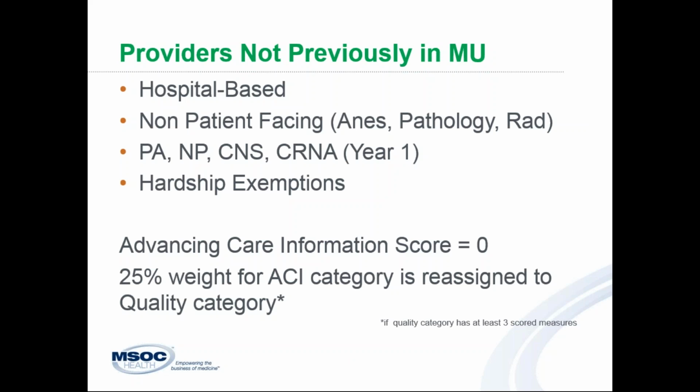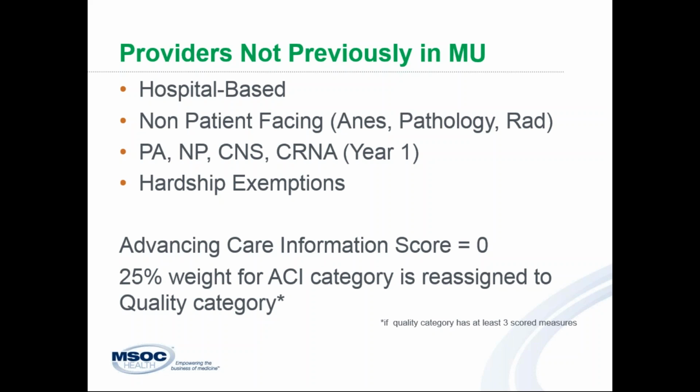So obviously there were a few providers who were not previously in meaningful use. They weren't required to do meaningful use, so good question, what happens to them? The providers that have not had to do meaningful use in the past are those who are hospital-based, had more than 90% of their Medicare patients in hospitals, inpatients, and emergency rooms. If they were non-patient-facing providers like anesthesiologists, pathologists, radiologists, if they were PAs or NPs or CRNAs, or if they had a hardship exemption. These were ways that you got excluded from the meaningful use program under the current program.